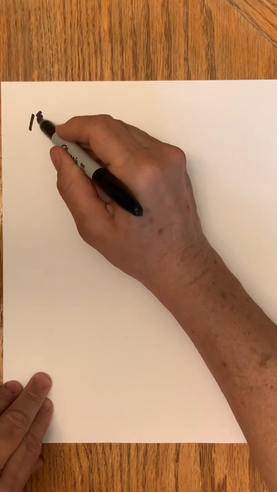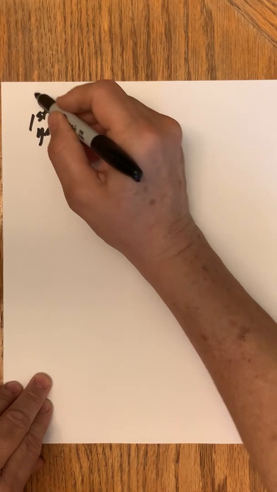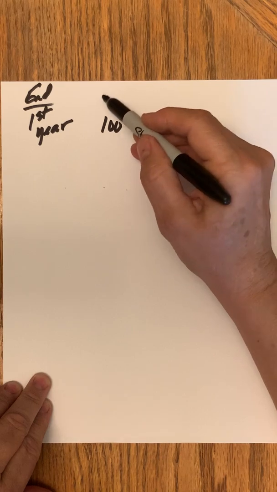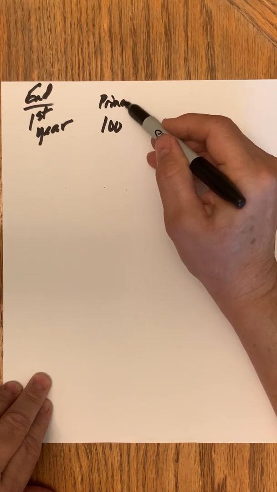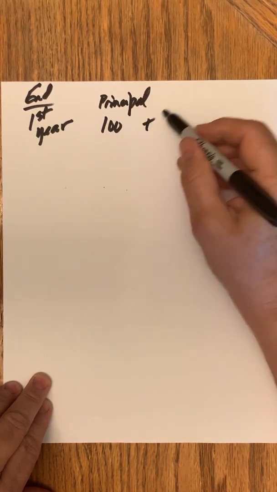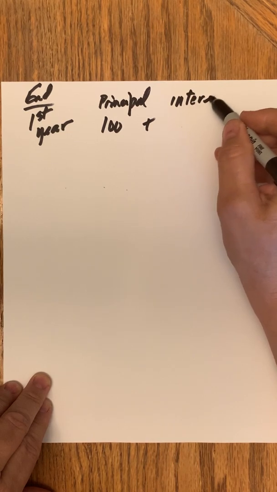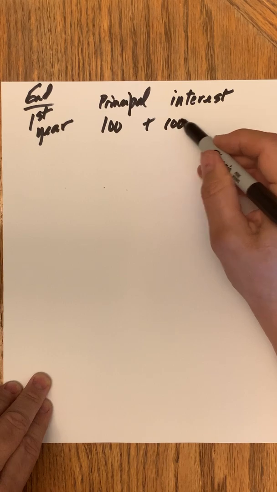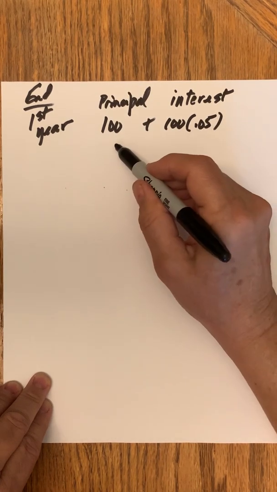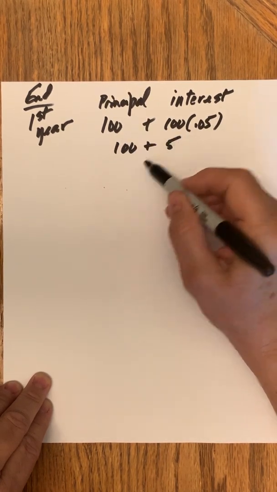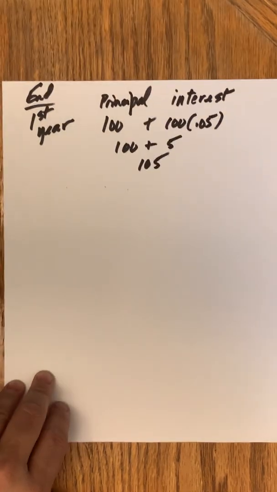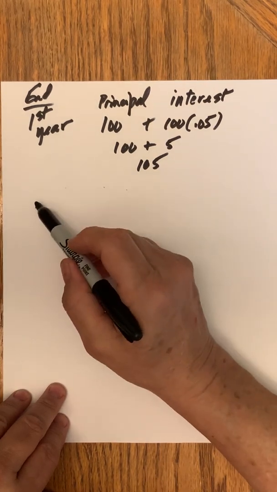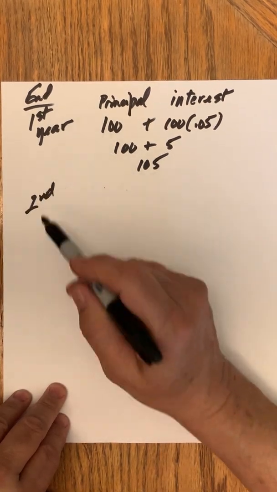Well, the old school way of doing this would be to say, at the end of the first year, I have $100, right? That's the principal. Plus you have the interest, so that's going to be 5% of 100. So that's $100 plus $5, or a total of $105. So at the end of the year, if you were to take out all your money from the account, you'd have $105. But let's say you leave it in there and you look at the end of the second year.